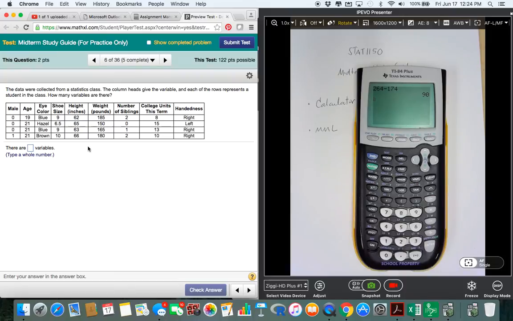Okay, the data was collected in a statistics class. The rows represent a student. How many variables? Well, there's 1, male, 2, 3, 4, 5, 6, 7, 8, 9.